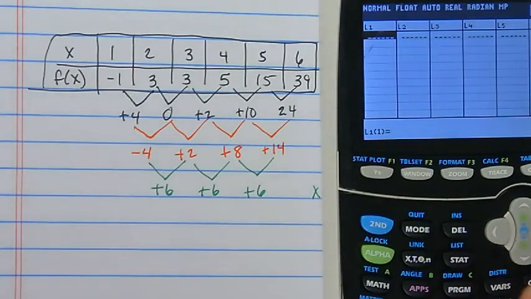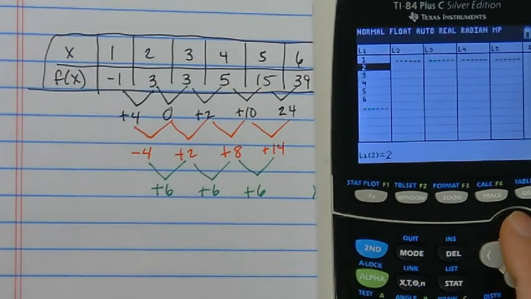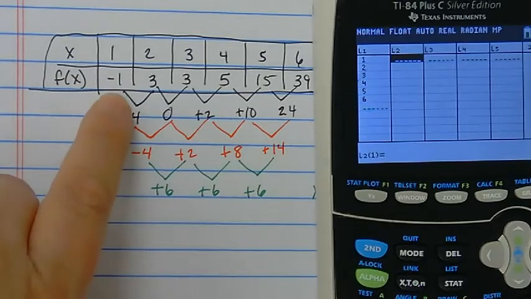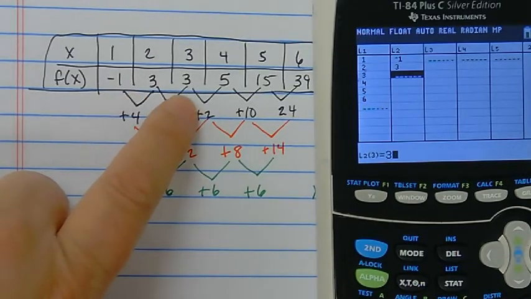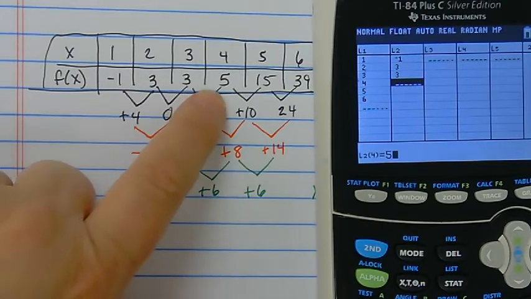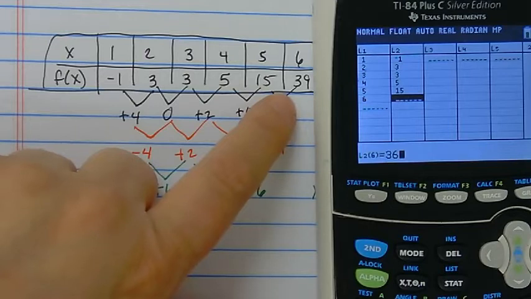If you happen to do that, you'll have to Google it to get the list back. Okay, so I've got 6 terms here. So my list 1 is going to be 1 through 6. And then I need to put the output values for each of those. So at term 1, it's -1. Term 2 is 3. Term 3 is 3. Term 4 is 5. Term 5 is 15. Term 6 is 39.